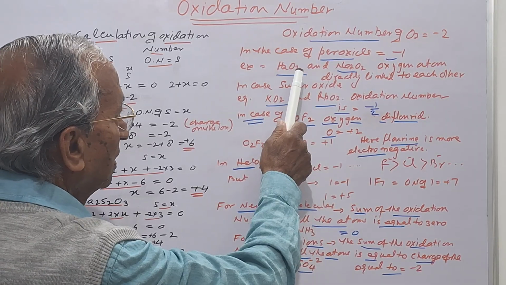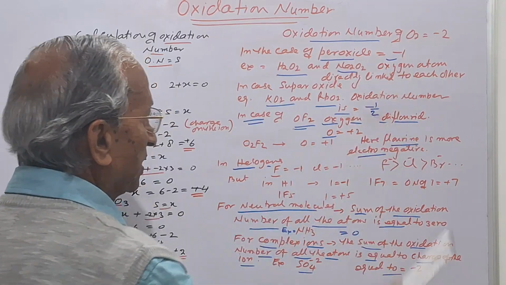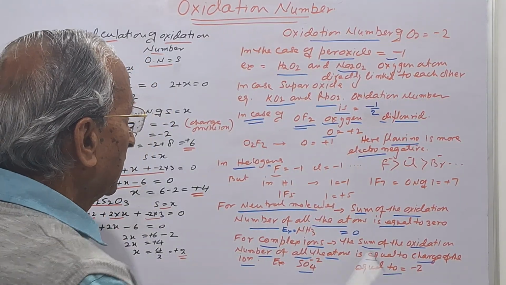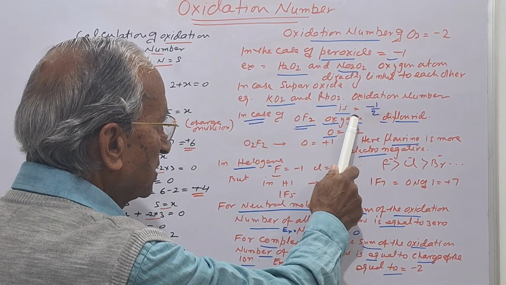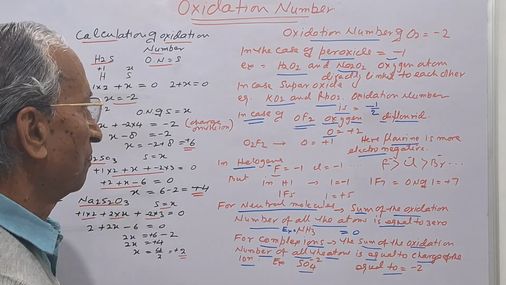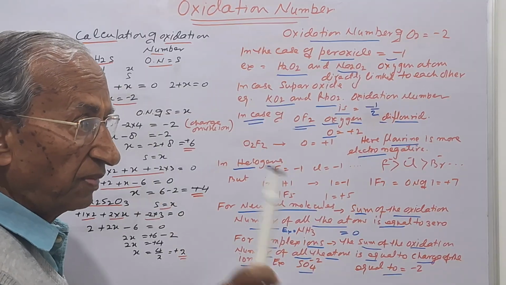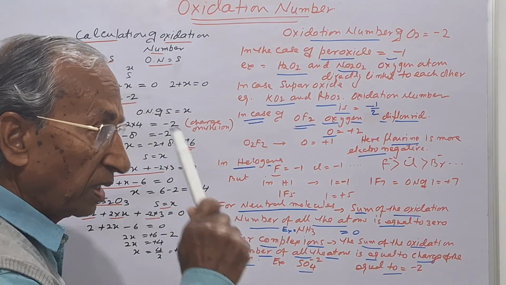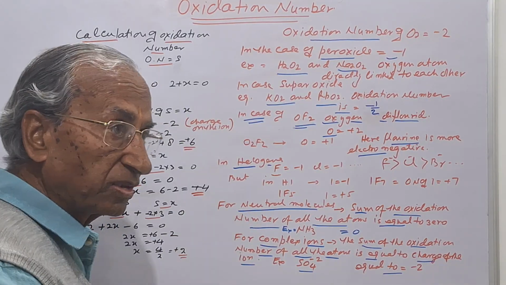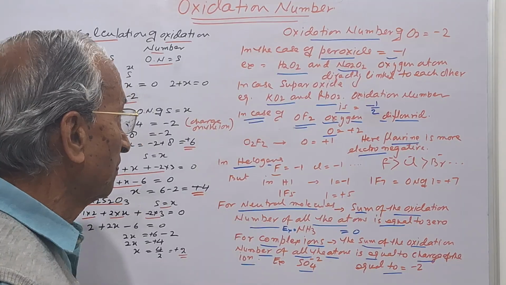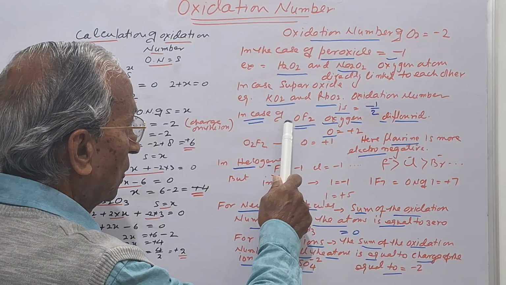So in the case of H2O2, that is peroxide, the oxidation number of oxygen is -1, and in the case of the superoxide, that is potassium dioxide, the oxidation number is -1/2. So the important thing is the electronegativity, mind it, and always learn about the electronegativity. The more the electronegativity of the atom, its oxidation number is minus, and the less the electronegativity of the atom, its oxidation number is plus. Now this thing we can make clear by taking an example of OF2.